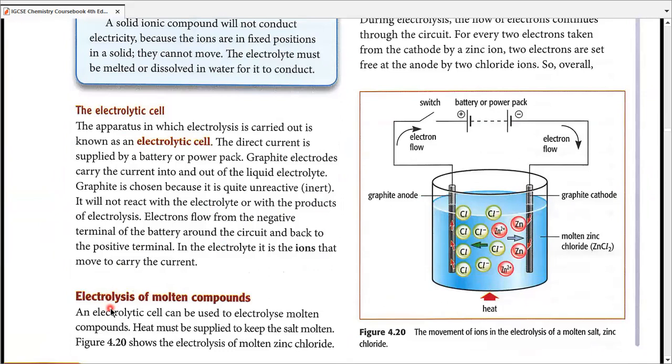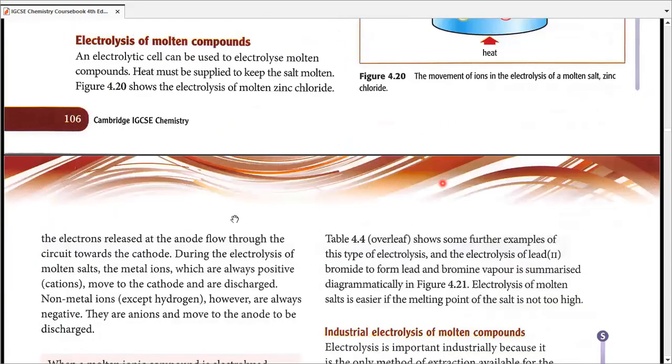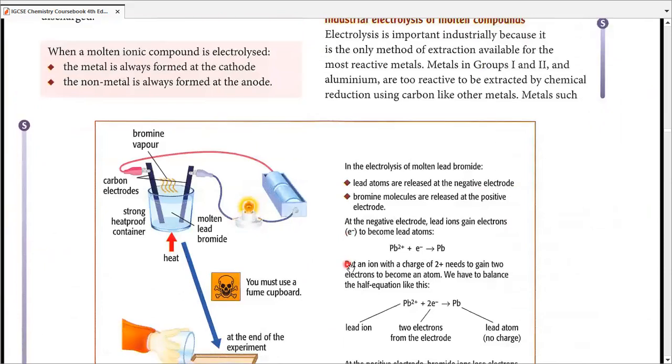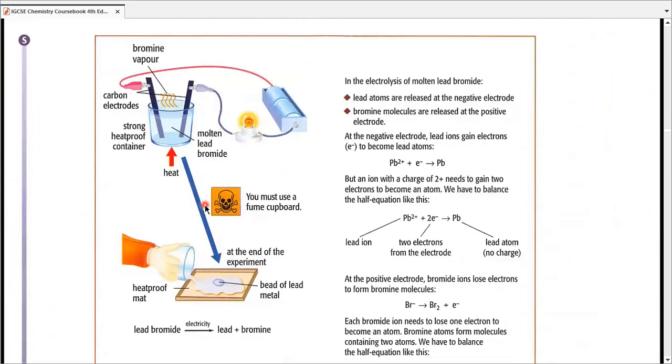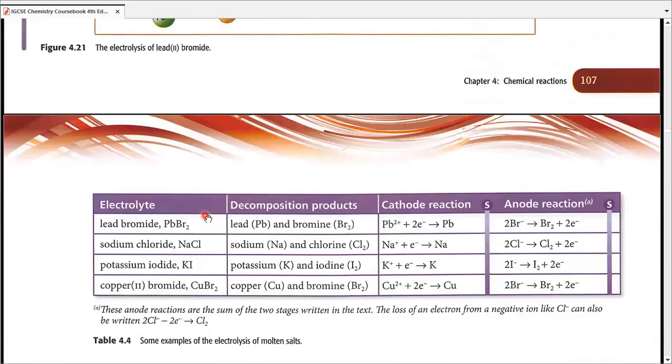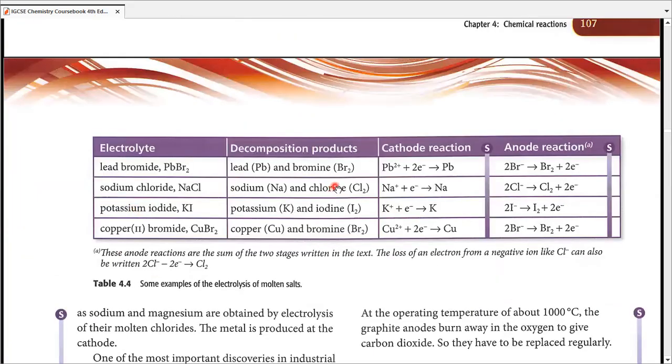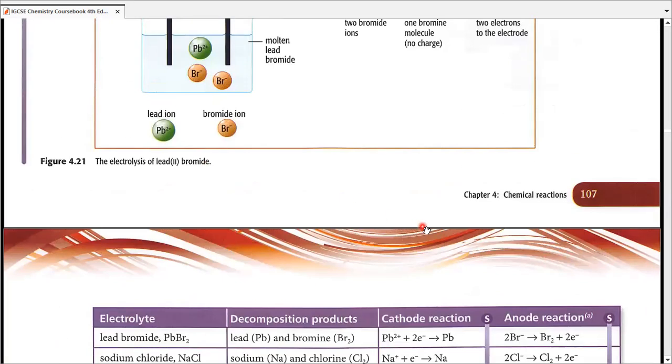Now, we did electrolysis of the molten compounds. There are a few examples in the book. Zinc chloride is there, lead bromide is there, some basics are there. All the pink portions in this chapter are very, very important. You can't leave even a single one out of it. And finally, the electrolysis table for molten compounds.